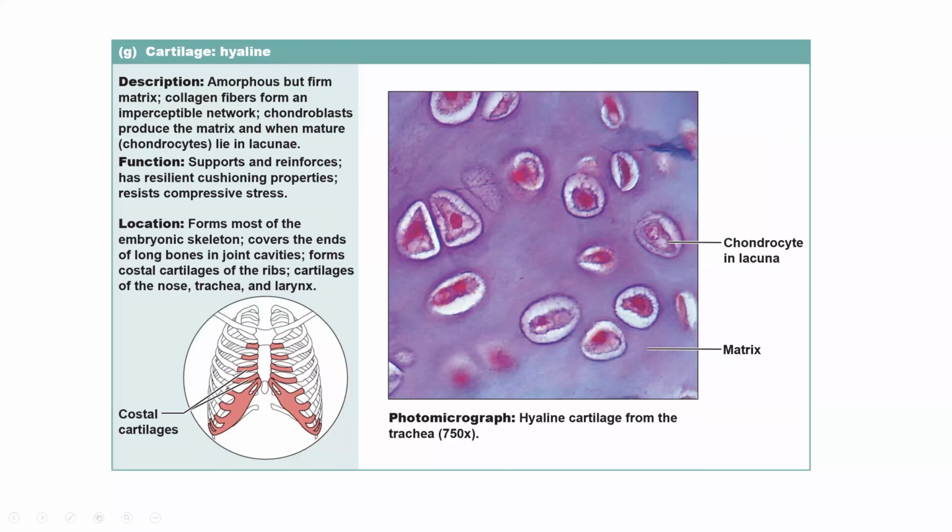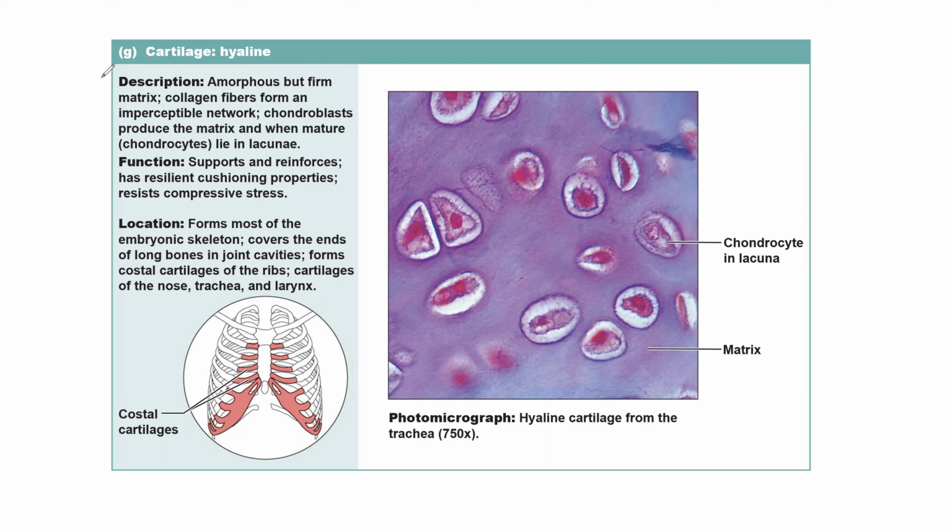Cartilage. Cartilage is connective tissue as well. We have three types of cartilage: hyaline, elastic, and fiber cartilage. And hyaline is the most common cartilage in your body. Hyaline means glass-look. It's glassy. It has this glassy appearance. So let's read the description first.